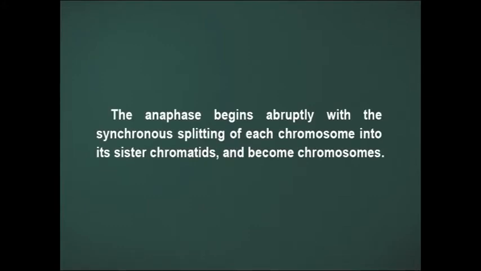The anaphase begins abruptly with the synchronous splitting of each chromosome into its sister chromatids, which become chromosomes. The daughter chromosomes move apart and migrate towards the opposite poles. During their migration, the centromeres remain foremost and the arms of the daughter chromosomes are directed towards the equator, so that the chromosomes characteristically appear U, V, or Z-shaped. Now, let's come to the last stage, the telophase.